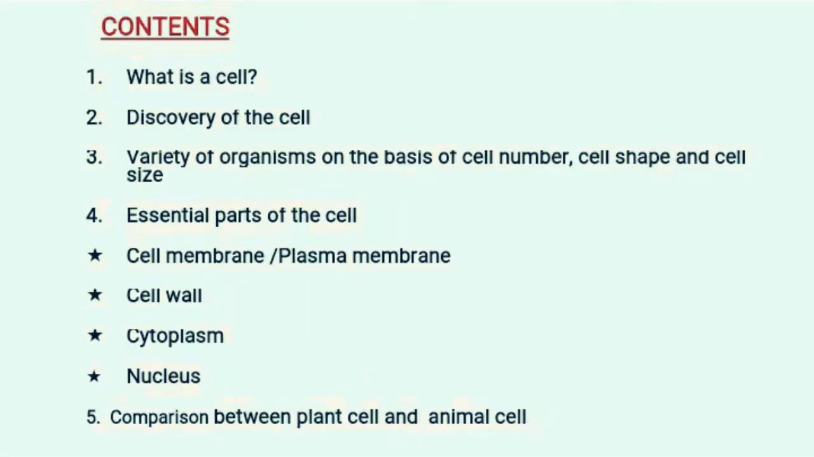In today's session, we'll be learning about the 8th chapter of Standard 8, that is cell structure and functions. The topics to be discussed are: what is a cell, discovery of the cell, variety of organisms on the basis of cell number, cell shape, and cell size, the essential parts of the cell that include cell membrane or the plasma membrane, cell wall, cytoplasm, and the nucleus, and finally, comparison between plant cell and animal cell.